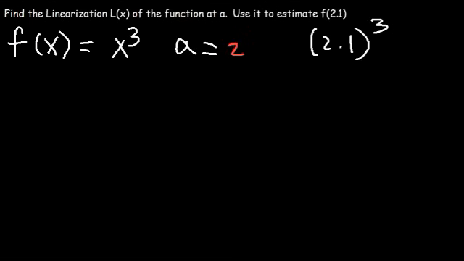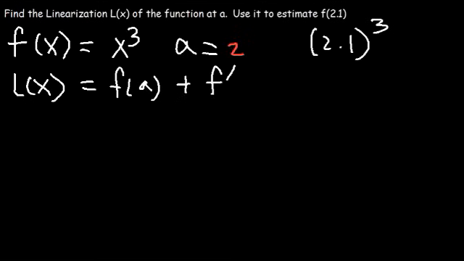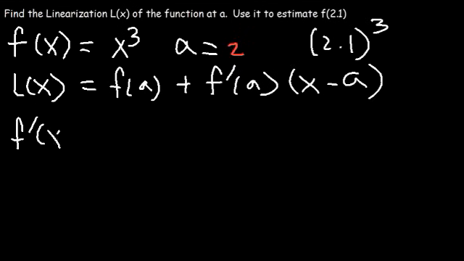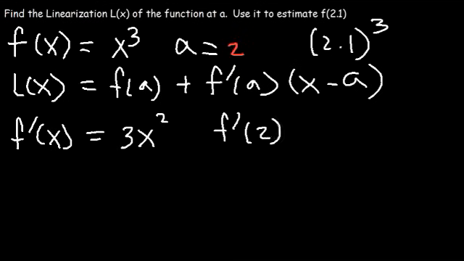So let's go ahead and begin. Let's write the linearization function. So we know that L of x is equal to f of a plus f prime of a times x minus a. So let's find the first derivative. F prime of x is the derivative of x cubed. Using the power rule, it's going to be 3x squared. So therefore, f prime of 2 is 3 times 2 squared. 2 squared is 2 times 2, which is 4 times 3, that's 12.